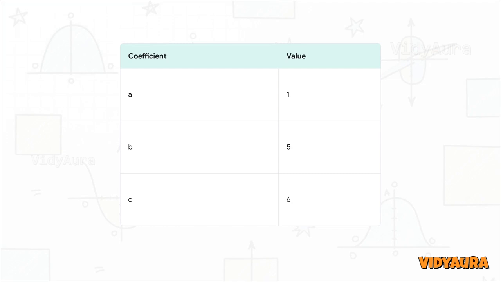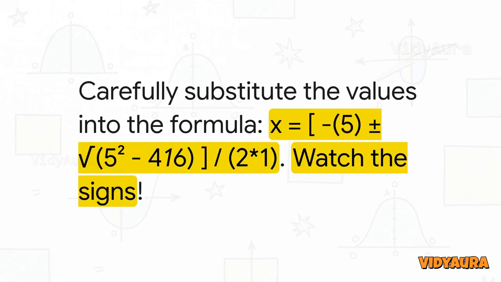So just like before, what's the very first step? You got it. We need to identify our a, b, and c. So for this equation, what do we have? Well, a is 1, b is 5, and c is 6. All right, now all we have to do is carefully substitute these numbers into the formula. I'm going to say this again. Be so careful here, especially if you have any negative numbers. One little slip with the minus sign can throw the whole thing off.